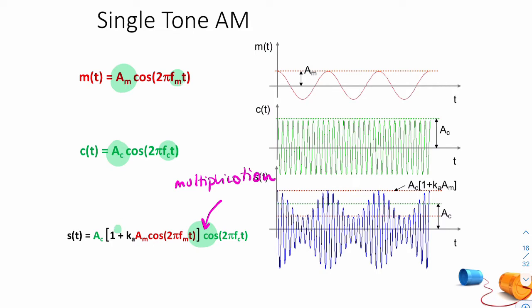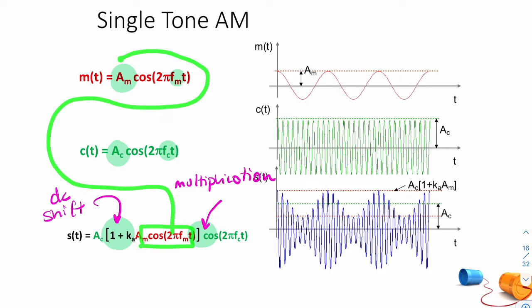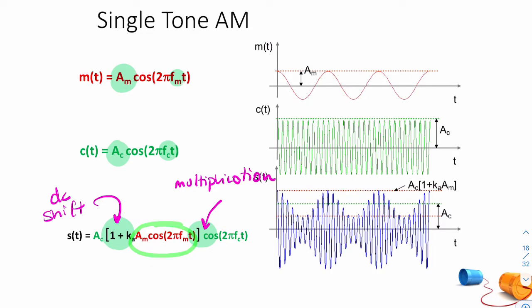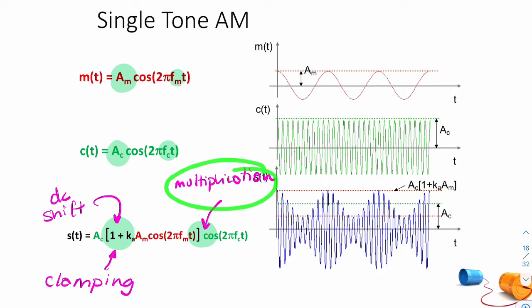And here you have a DC shift. Why do I call it a DC shift? Because you're adding a constant value to your message. So remember, this bit is simply your message. So your message is being DC shifted. What do we call a DC shift? Remember we called that clamping? So that bit is clamping. And this multiplication, that's modulation. Together, that creates amplitude modulation.